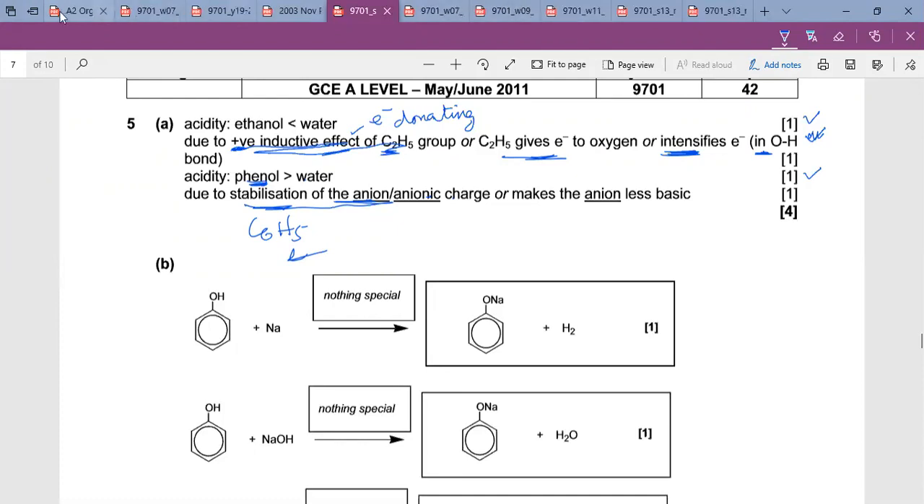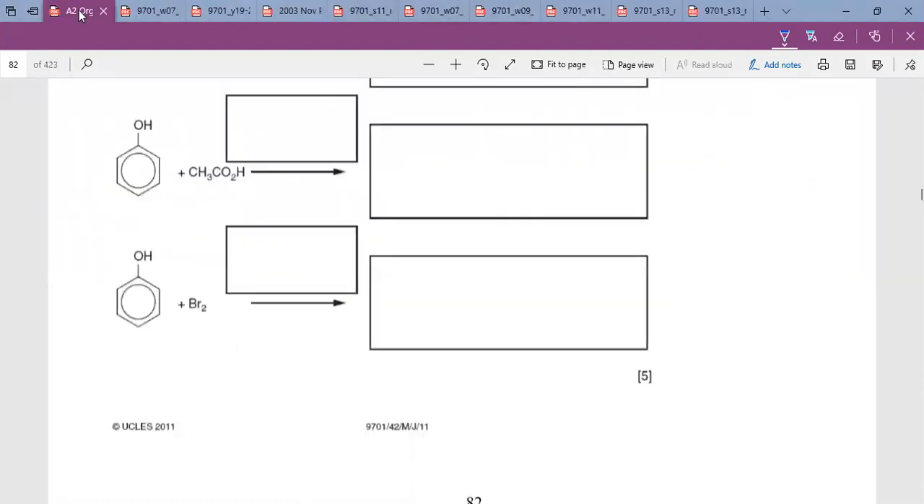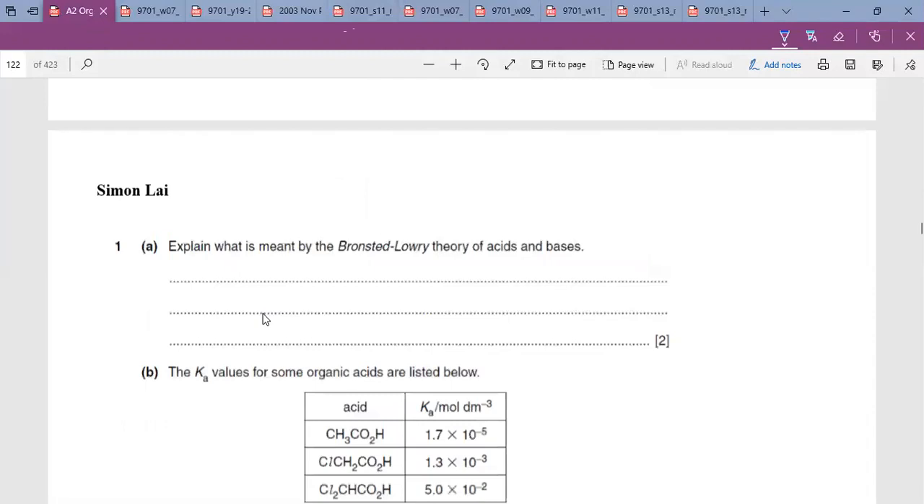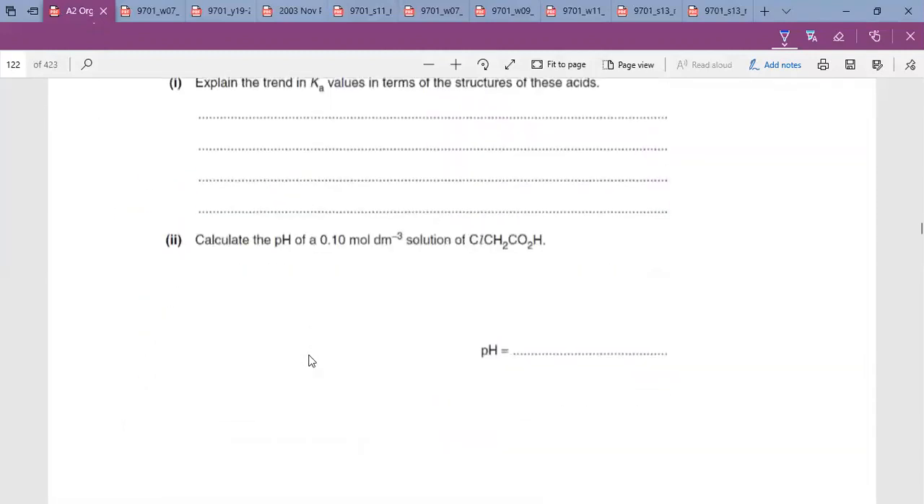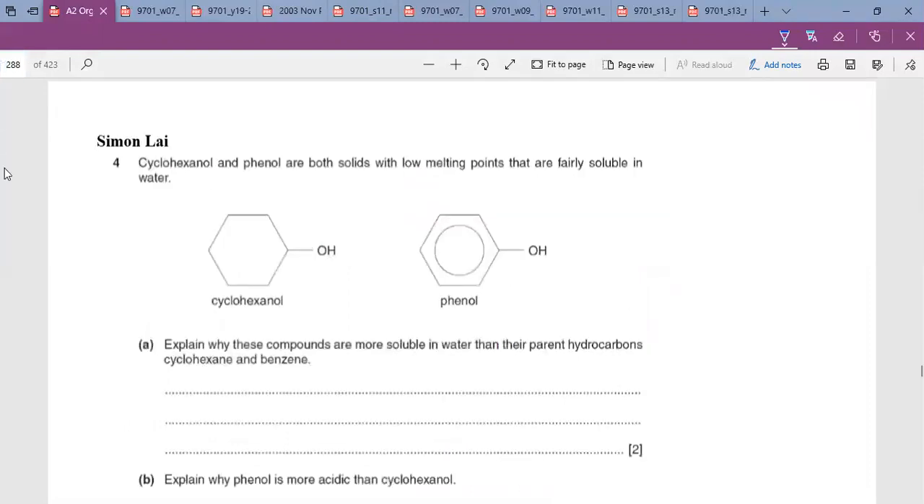Now, the other question, of course, you can see here. I'll give you another question here. This is page 82. Let me see, 82. Another question would be... okay, 121, I think. Let me check. There's so many questions here. Not this one. Oh, dear. 288, I think. 288. Sorry about this.